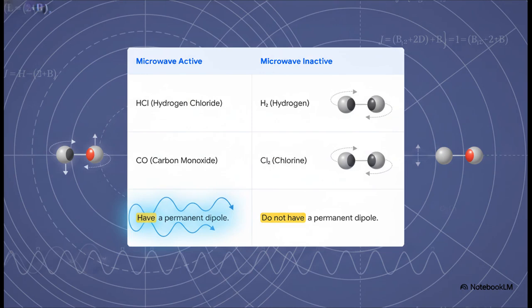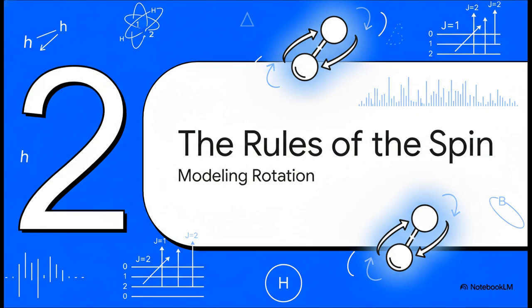So, here's the bottom line. Molecules made of different atoms, like hydrogen chloride or carbon monoxide, have this dipole. We call them microwave active. But symmetrical molecules, like hydrogen or chlorine, where the charge is spread out perfectly evenly, they don't have that dipole handle. They are essentially invisible to microwaves, so we call them microwave inactive. All right, so now that we know which molecules we can see, let's figure out how to understand their rotation.